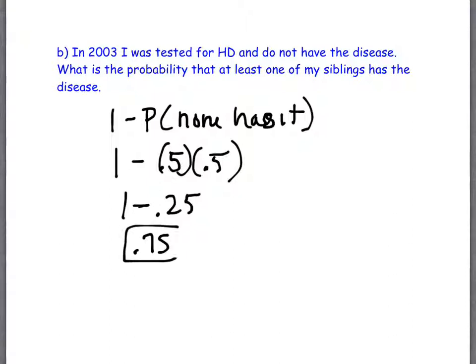0.75. That is still a very scary percentage. 75% chance that one of my siblings has it. And I will tell you that each of my siblings have multiple children now at this point too. So if either of them have it, then their children are also at risk. So that's it for this lesson.